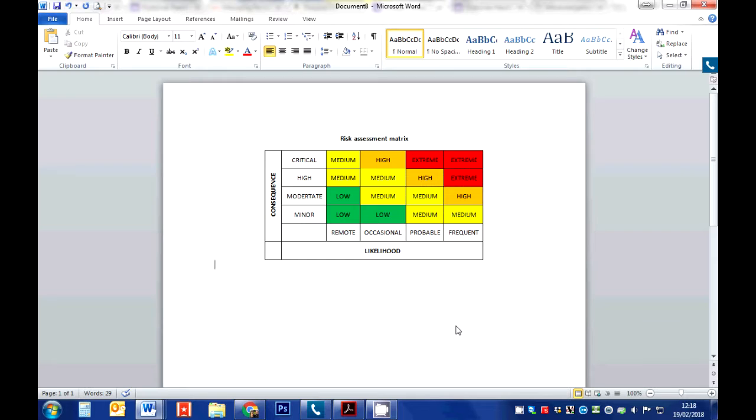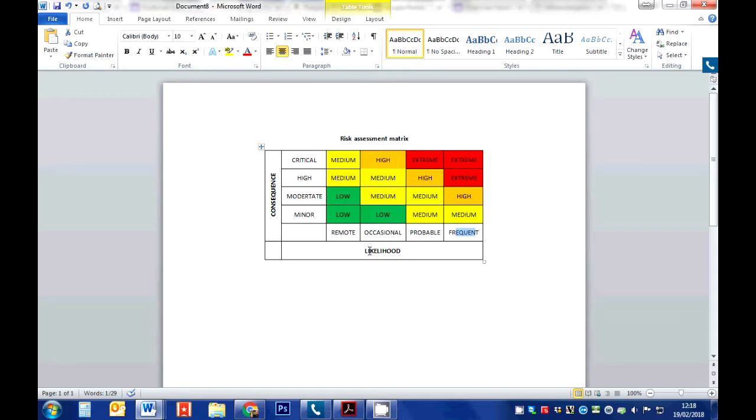As an example, if it was something likely to happen on a frequent basis, but it was only a small consequence, then it's not going to be a very significant risk, so you'd have a medium rating. But if it was a critical consequence and it was going to happen on a frequent basis, then you'd have it as an extreme risk. We'll go through some examples in a second, but that's really how I've asked our guys to assess the different risks they've come up with.